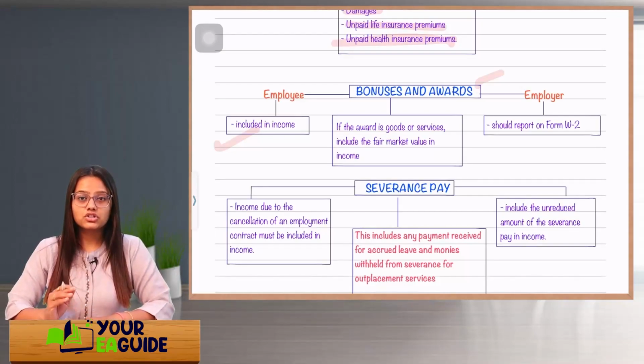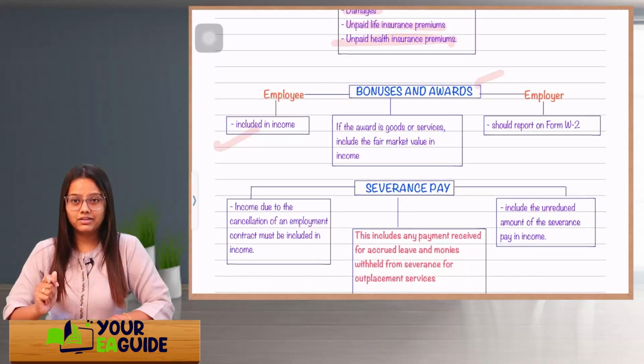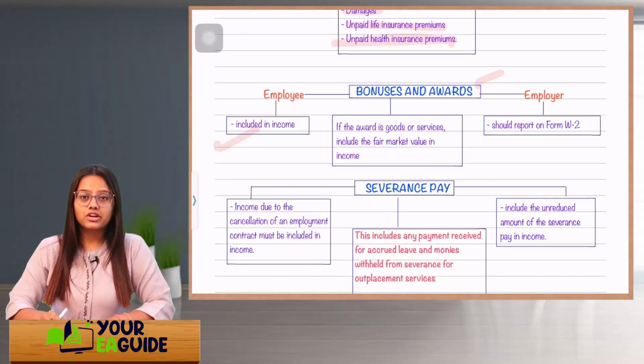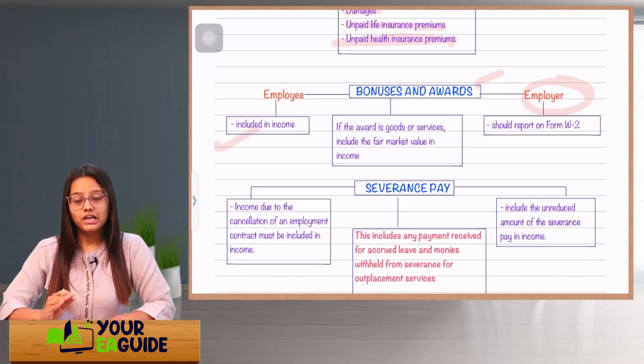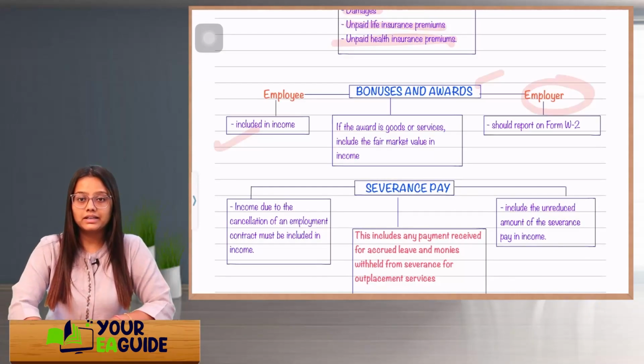If you receive goods or services or any property, straight away include the fair market value in the income. And what the employer will do, straight away the employer will report it on the form W2, right?